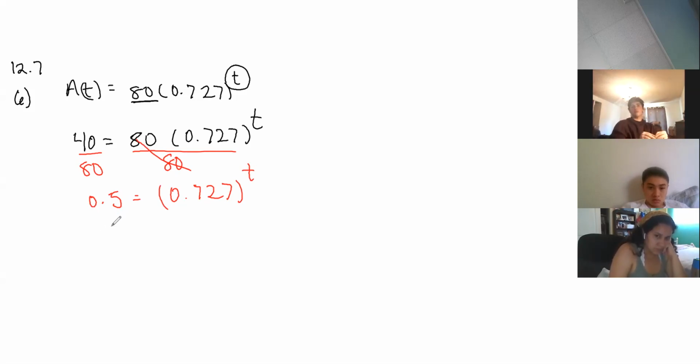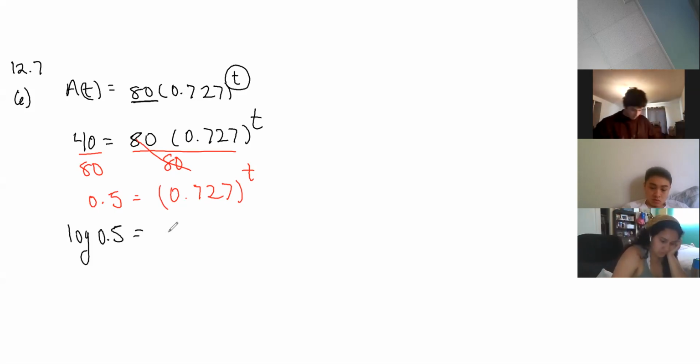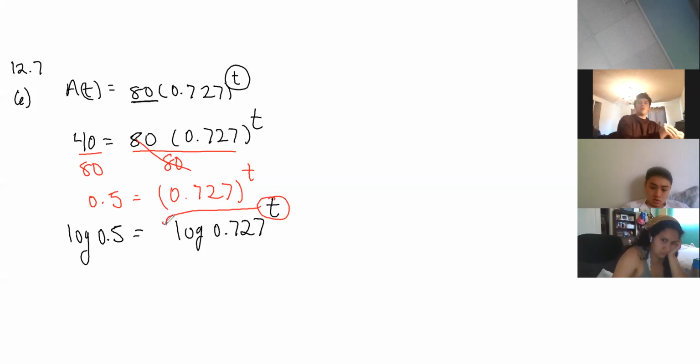What do I do to both sides so I can bring the power down? I can't do it right now. What do I have to do to both sides first? Take the log. Log of 0.5 equals log of 0.727 raised to the t. And why do we do that? So we can get the t by itself. So we can bring the t to the front to get it by itself.